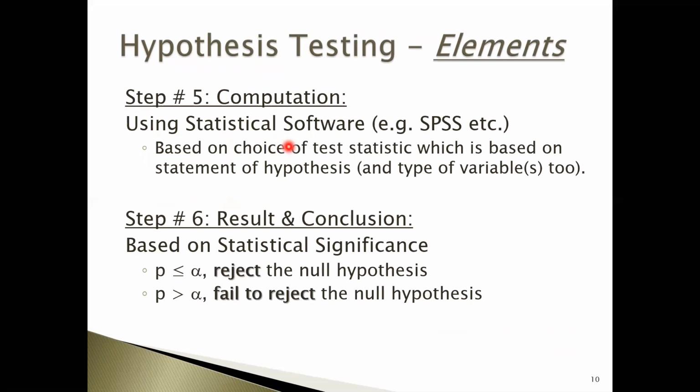Then step number 5, we do the computation using any software, and based on the output from the software, we make the conclusion. That output yields the p-value. So again, based on step number 3 and then step number 5, if the p-value is less than or equal to alpha, we reject the null hypothesis. If the p-value is more than alpha, we fail to reject the null hypothesis.